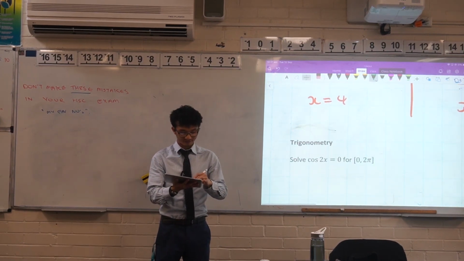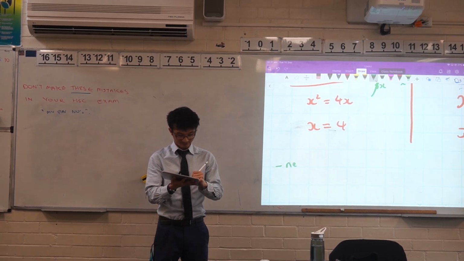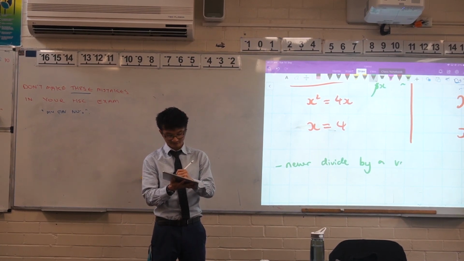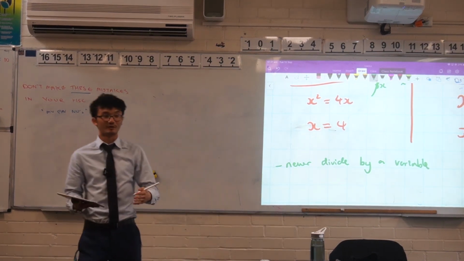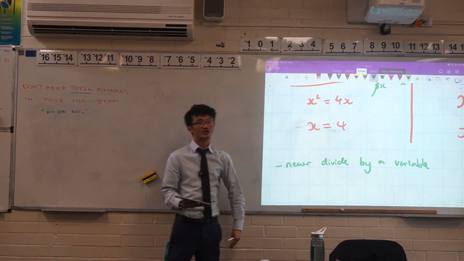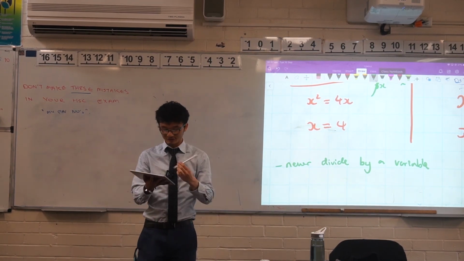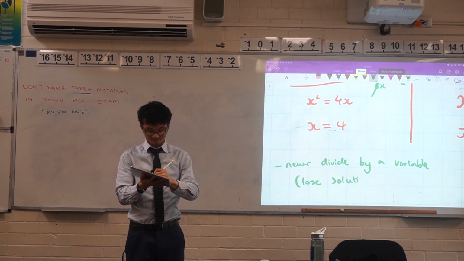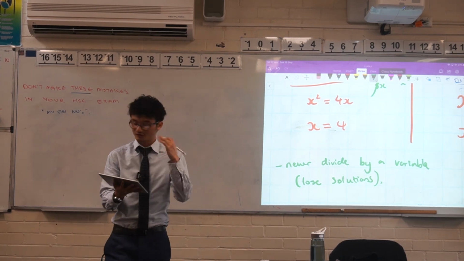So here's my next tip. Never divide by a variable. So what they've actually done is they've divided both sides by x here, right? They've divided both sides by x because there's an x squared and a factor of x, so they divide both and they get x equals 4. Now that's actually a correct solution. If you substitute back into it, it actually works, right? But the issue is you lose solutions. Yeah? You lose solutions, right? So we won't divide by x.